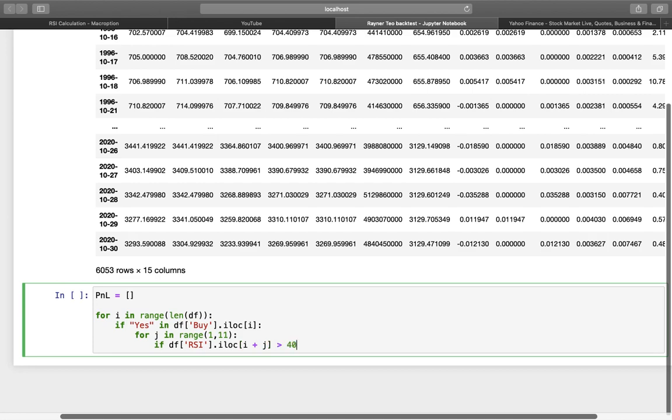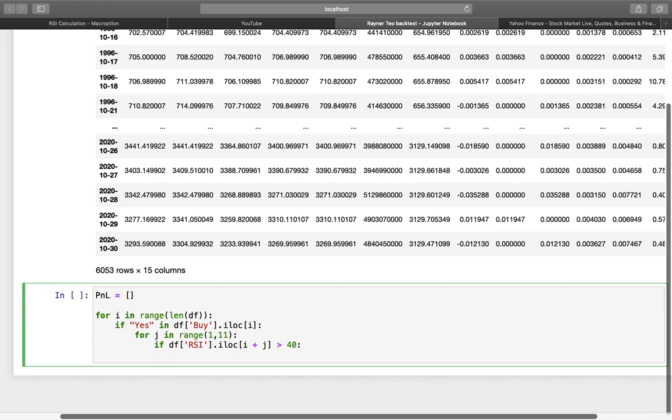So if this is above 40, now we want to append the profit and loss out of this trade to our empty list. So we're using P&L append, and now we need to define our buying price, and that is pretty straightforward. Our buying price is just the next day's open. So we can just use df open, take iloc, and define i plus 1 to get to the next day, or to the next row.